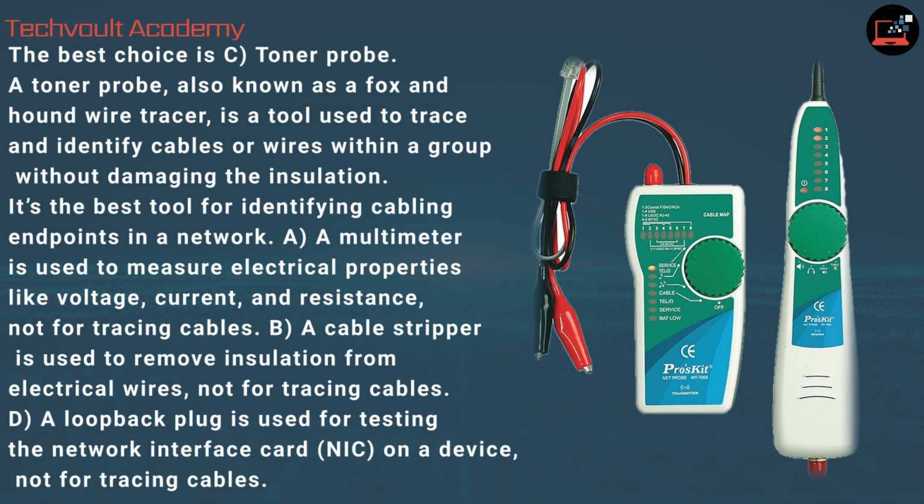A, a multimeter is used to measure electrical properties like voltage, current, and resistance, not for tracing cables. B, a cable stripper is used to remove insulation from electrical wires, not for tracing cables. D, a loopback plug is used for testing the network interface card, NIC, on a device, not for tracing cables.